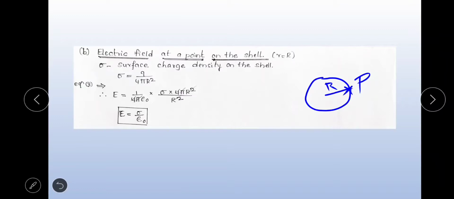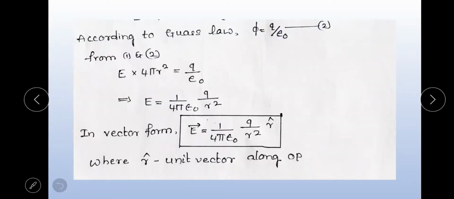Sigma equals the charge per unit area of the conductor. Hence Q divided by 4 pi capital R square, because capital R is the radius of the shell. Okay, now equation 3 becomes, what is equation 3? In the last derivation, this is equation 3: E equals 1 by 4 pi epsilon naught into q by r square.